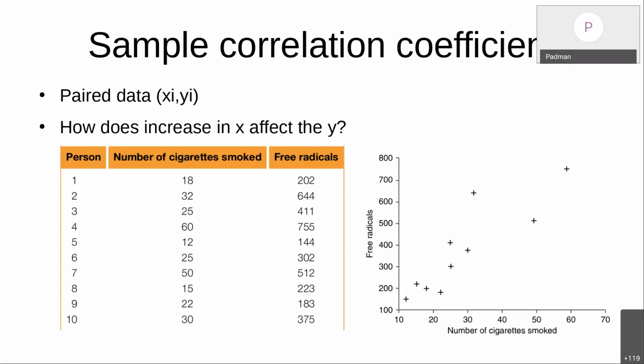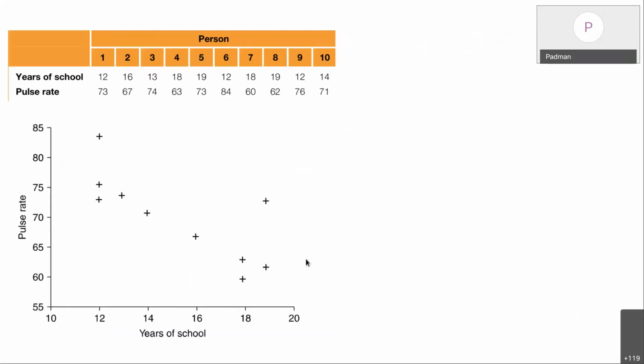So if you plot it as a scatter, you can see that as the number of cigarettes smoked increases, the number of free radicals also increases. If you call this one X and this one Y, as X increases, Y is also increasing. So there is a distinct relationship between X and Y.